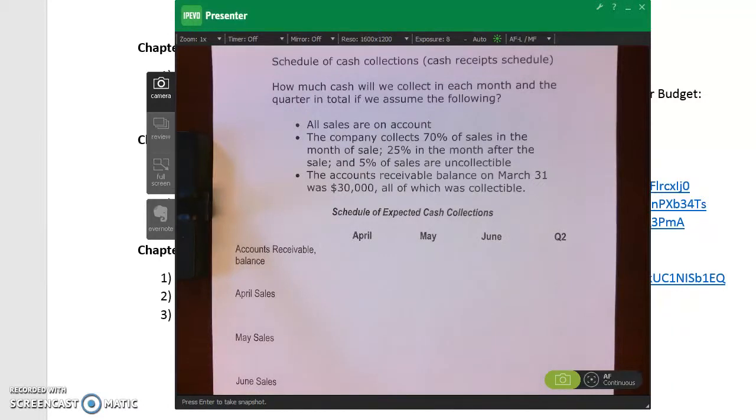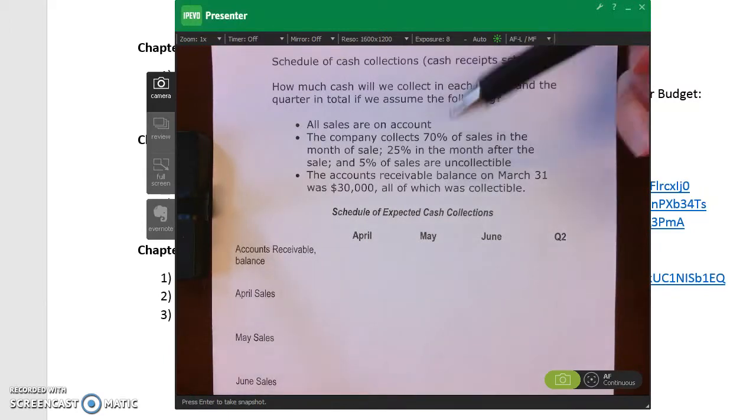Hello and welcome back to Chapter 10 Notes, and so we're going to continue on where we left off on the schedule of cash collections. So we say over here, this refers back to our sales budget. We say how much cash will we collect in each month and in the quarter if we assume the following right over here.